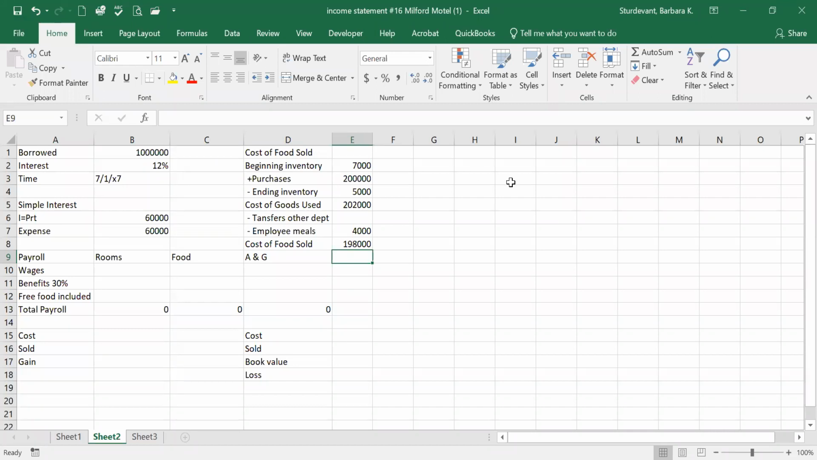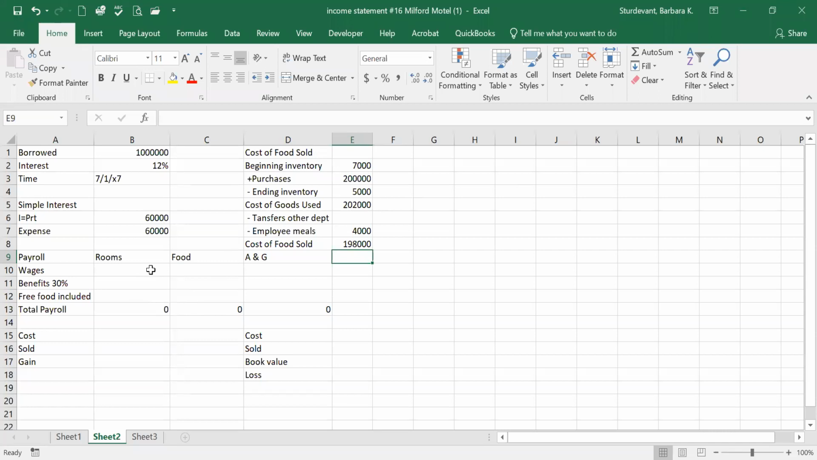Questions? Standard, pretty much the same every single time. For the transfers to other departments, where would we find that if it is included? It would be in your additional information right along with the beginning and ending inventories. It would be obvious. And to be very honest, you're not gonna see any of these problems. All right, questions on cost of food sold?